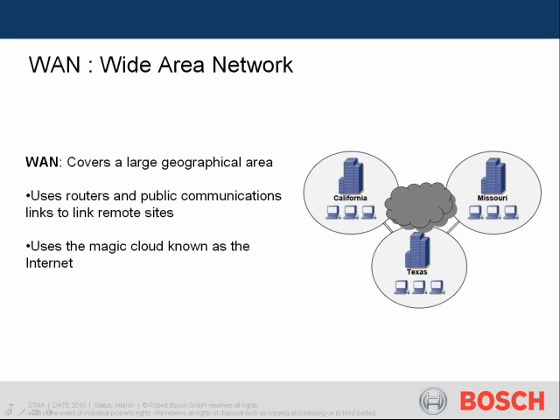A wide area network, or a WAN, covers a large geographical area. It uses public communications such as phone, satellite, or cable providers to link remote sites, say city to city or county to county or state to state, together to make a nice, large, wide area network.